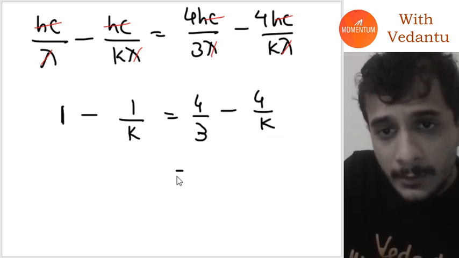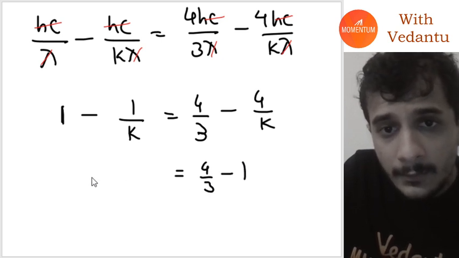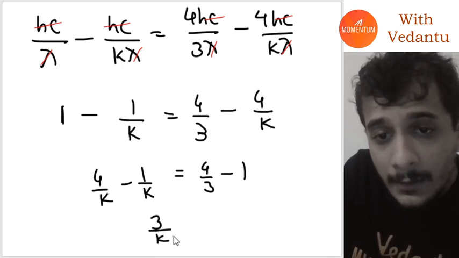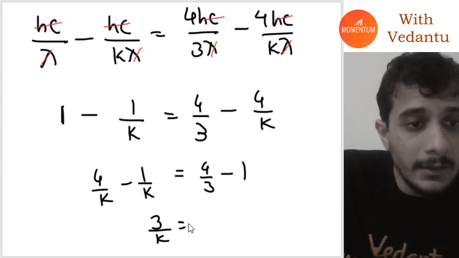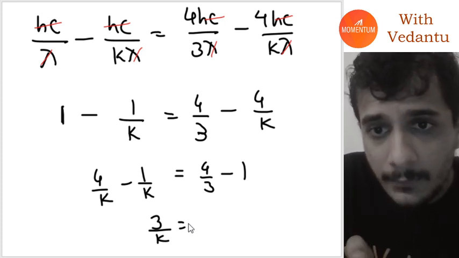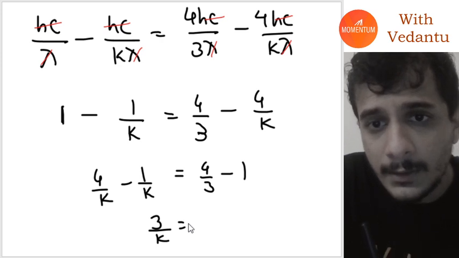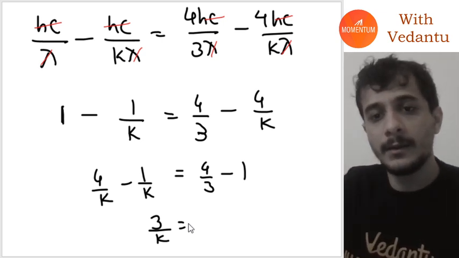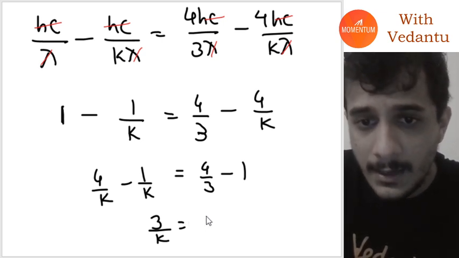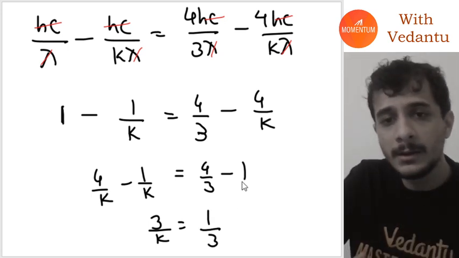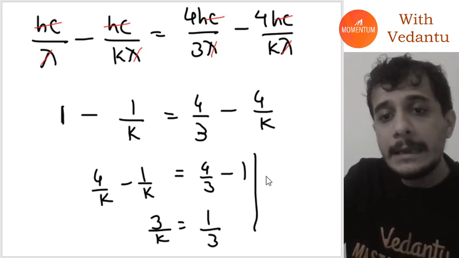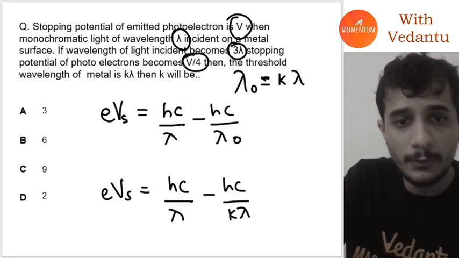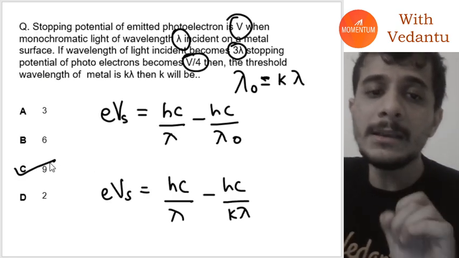So let's just do a little bit of rearrangement. You can write 4 by 3 minus 1 is equal to 4 by K minus 1 by K, which gives me 3 by K is equal to 1 by 3. Okay, 3 by K is equal to 1 by 3, or K is equal to 9. So this question also you can solve very easily. K will be equal to 9.